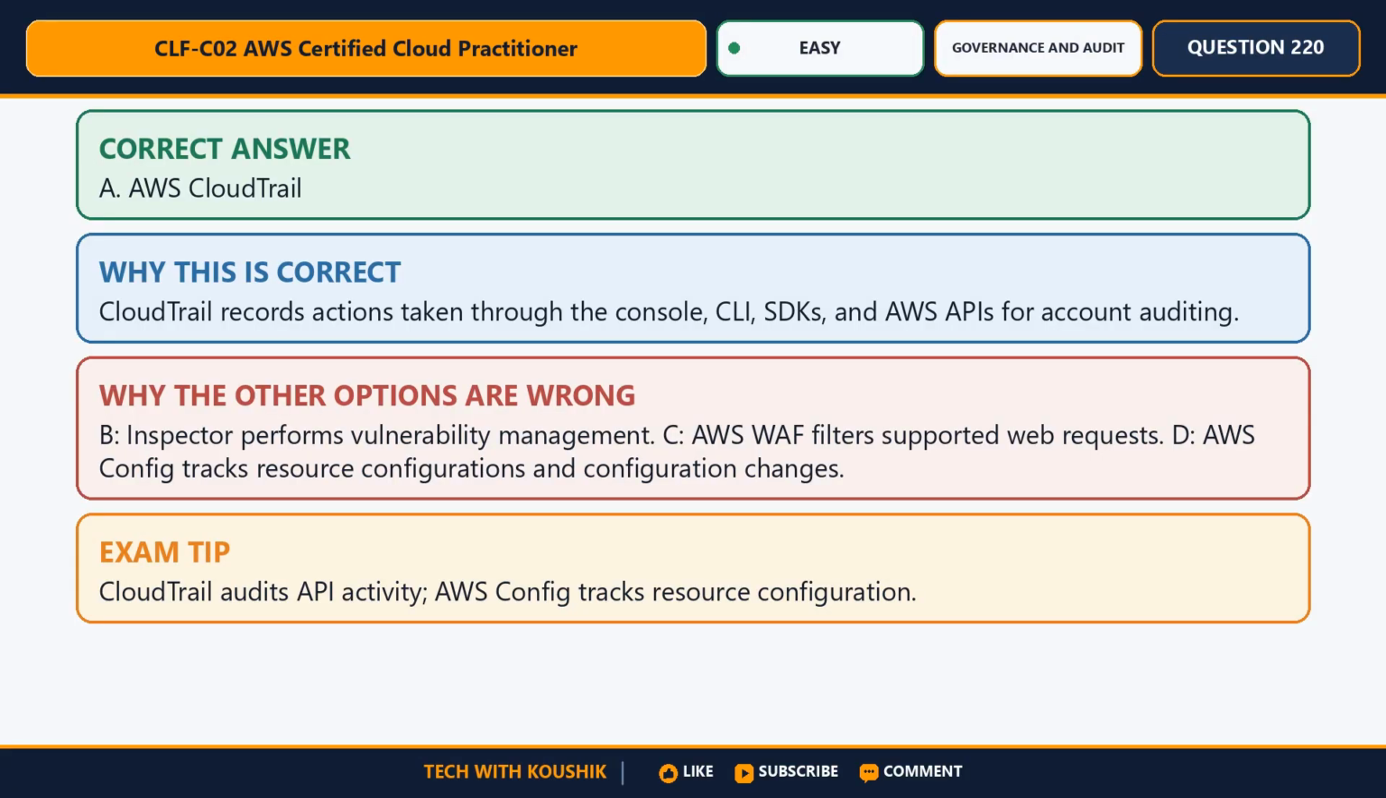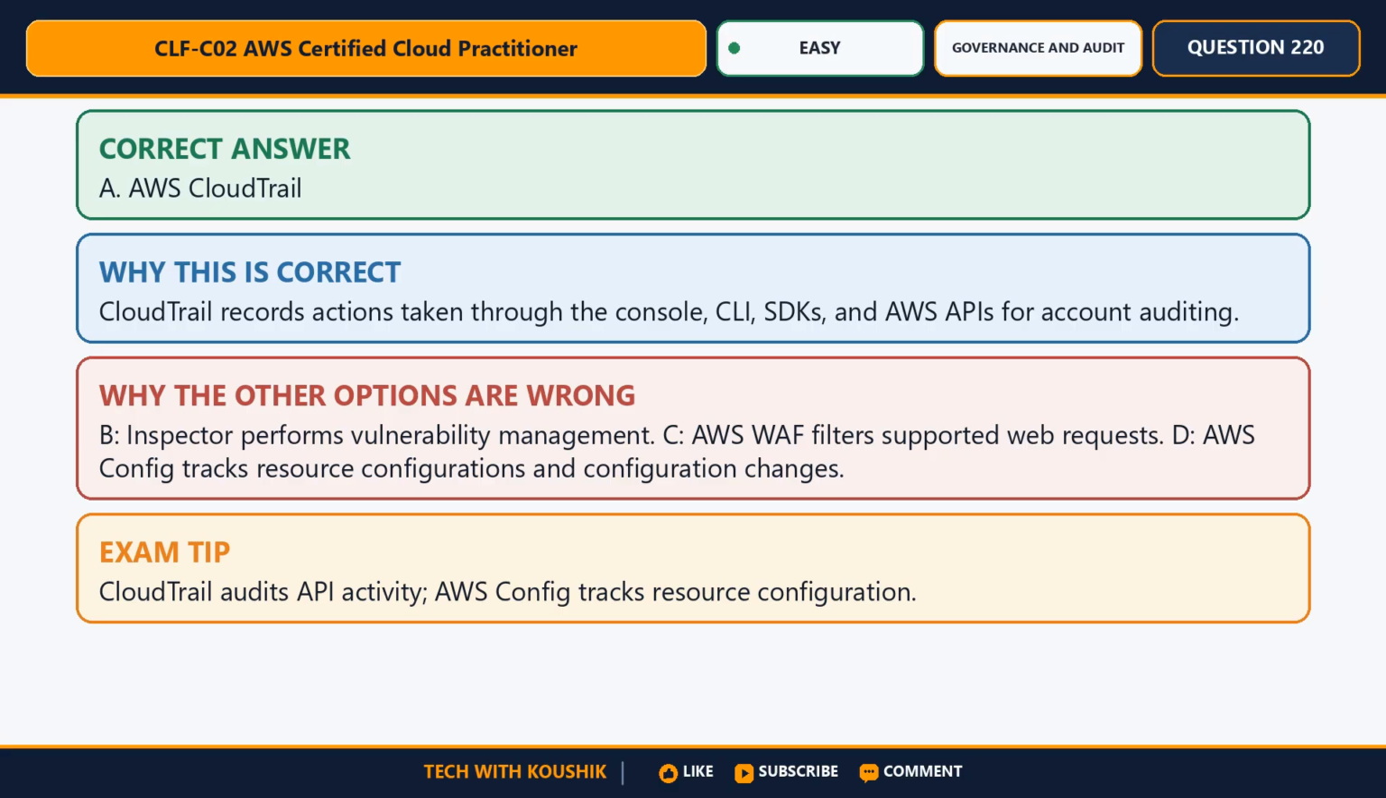The correct answer is A. AWS CloudTrail. Here is why. CloudTrail records actions taken through the console, CLI, SDKs, and AWS APIs for account auditing. Why are the other options not correct?